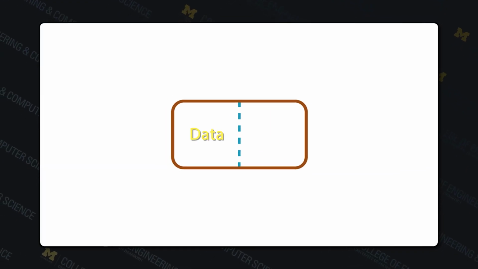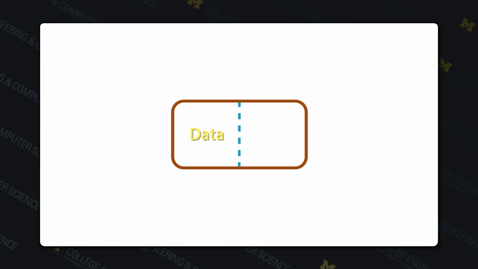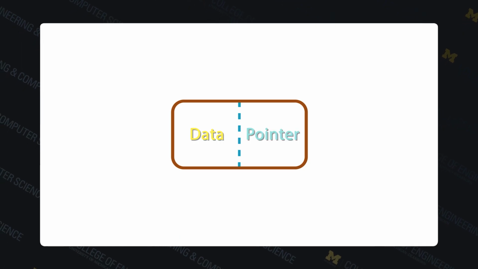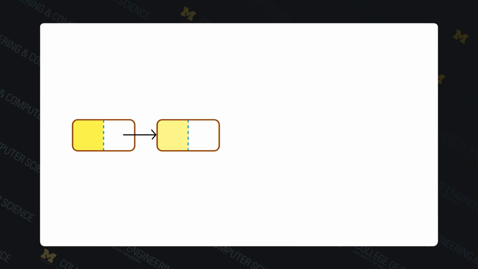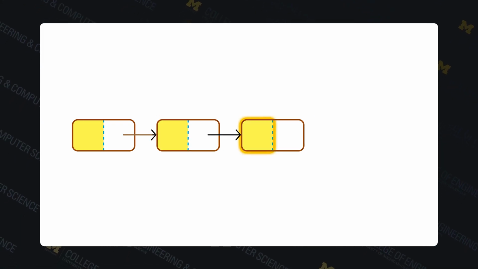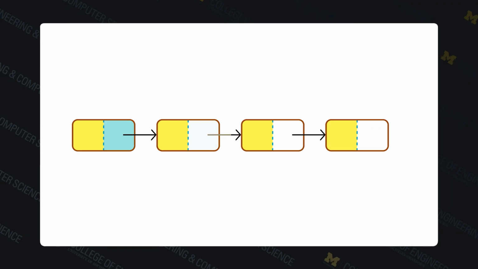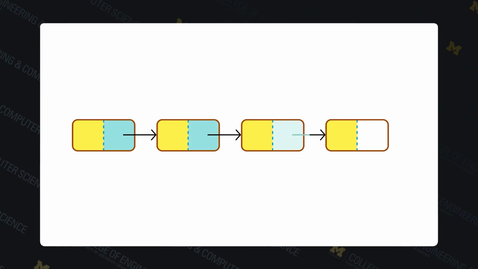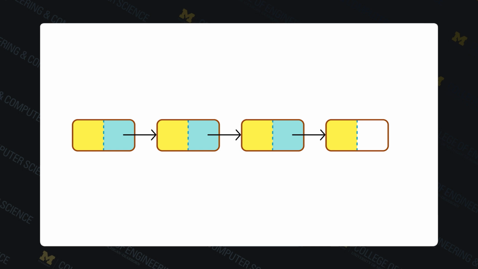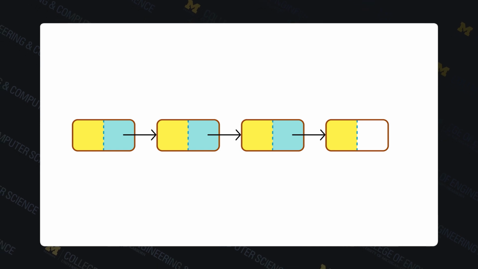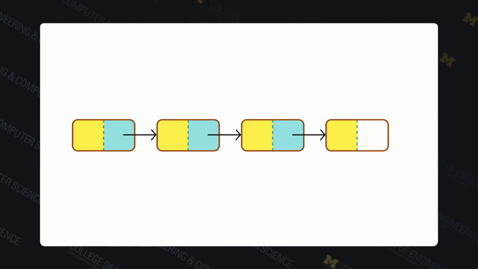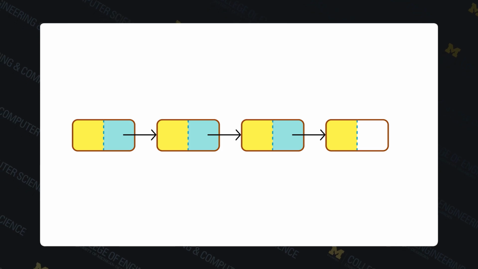Recall that linked lists store a sequence of nodes, where each node contains two parts: data, where the actual value is stored, and a pointer that points to the next node in a sequence. The first node is called the head, which acts as the starting point of the list. If the list is empty, the head is set to null.